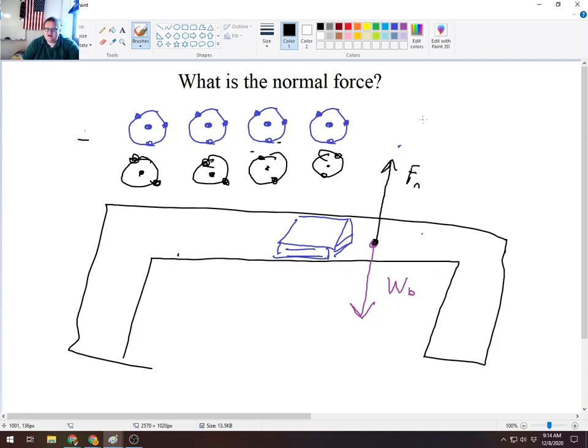So as these get closer, the electromagnetic force repels them from each other. And there is some distance, and we could calculate this later on, where the force between these electrons is equal to the weight pulling down on the book. So they get close enough, they push against each other, and eventually they stop.